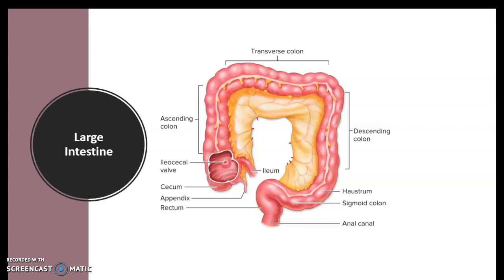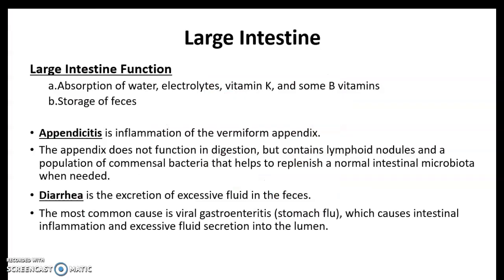Now, what happens in the large intestine? The primary function of the large intestine is to reabsorb water and electrolytes and compact all the undigested food material into fecal matter. Remember, absorption of nutrients takes place in the small intestine, but absorption of water and electrolytes are the primary function of the large intestine. Along with the water and electrolytes, the large intestine also absorbs some vitamin K and other vitamins.